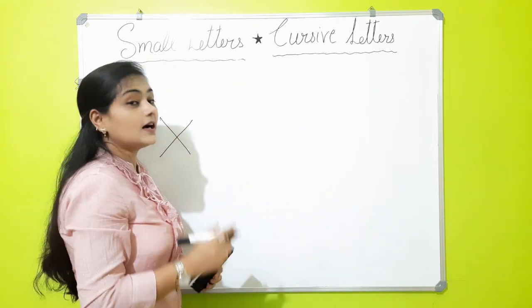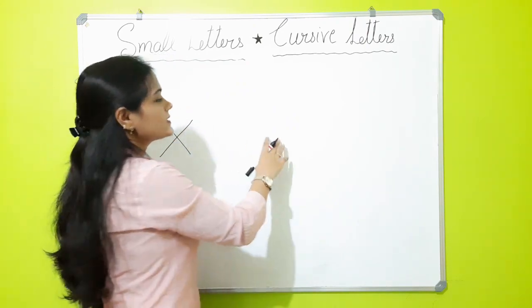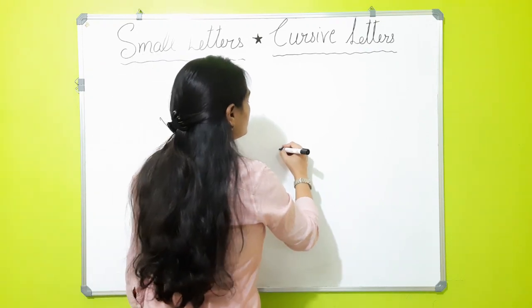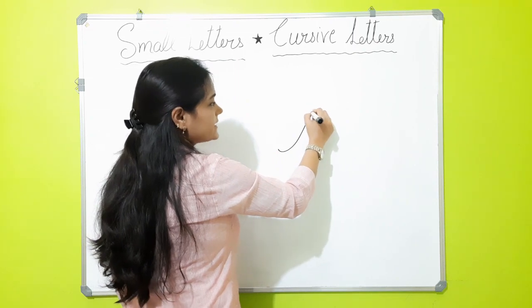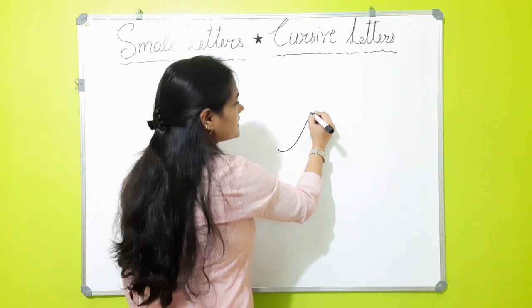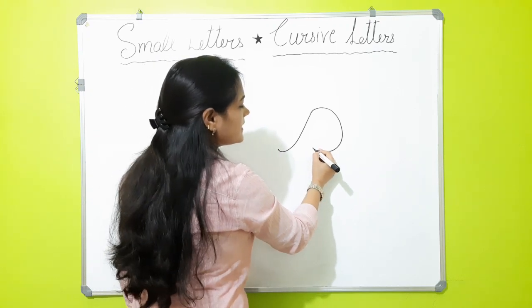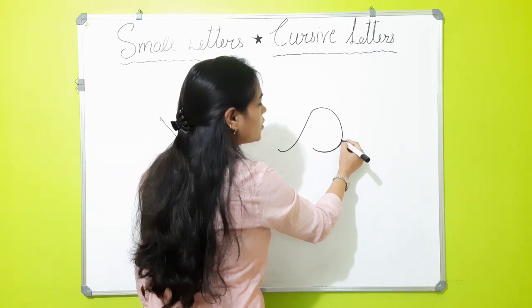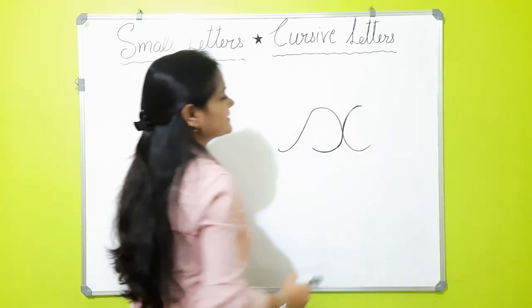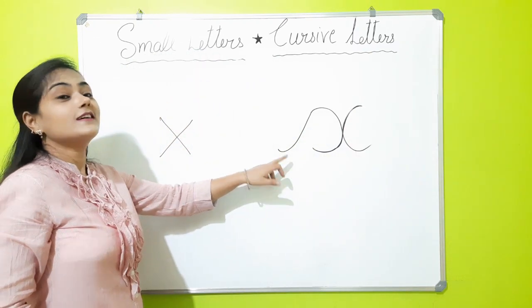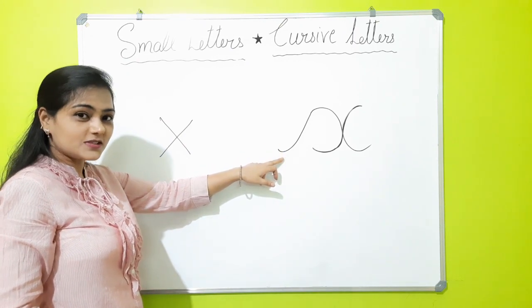As ma'am told you, you should not lift the pencil while writing. So what we are going to do? First, obviously, tail. See, okay. Look at this very carefully. Now, after the tail, a semicircle. Again, go back and one more semicircle. This is your cursive letter X. Understood?